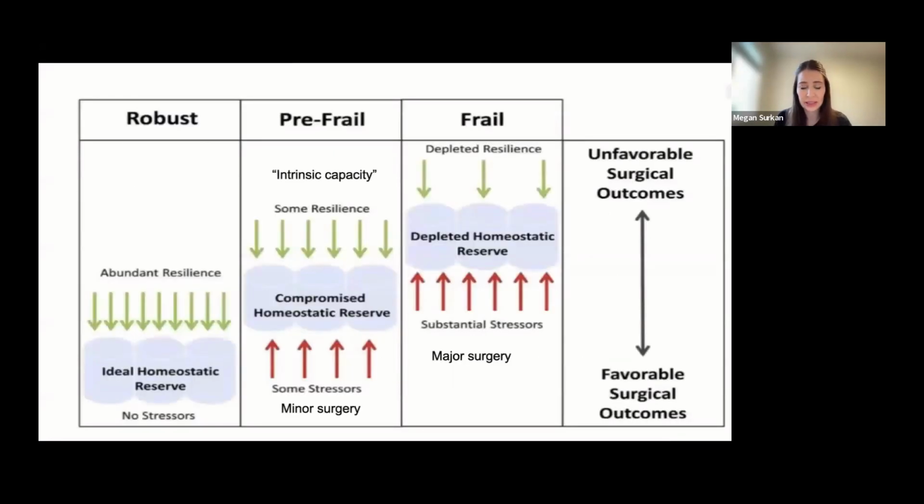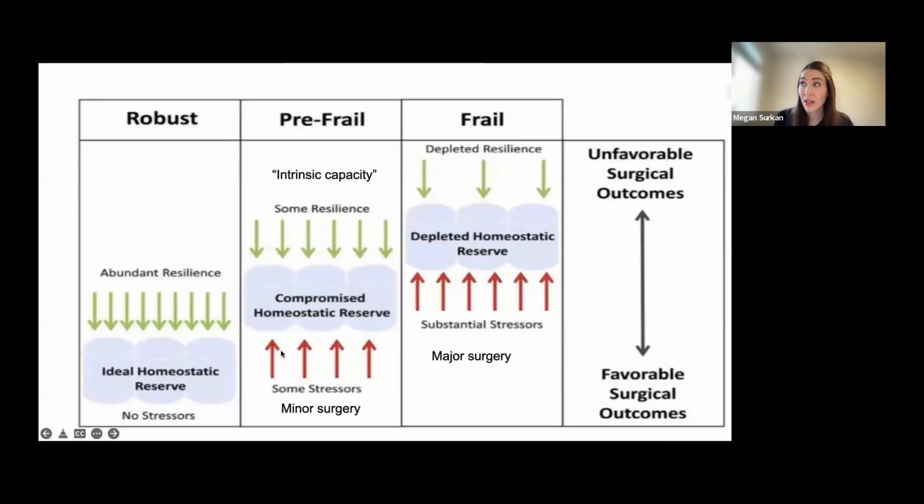This is just a quick diagram. On the left here, if someone is not frail, so they're robust, you can see their physiological or homeostatic reserves are very robust. They have no pre-existing stressors or medical conditions, functional impairment, malnutrition, sarcopenia, what have you, impacting their ability to recover. So this person's probably going to do quite well. In the middle, you see this person might have some mild frailty.